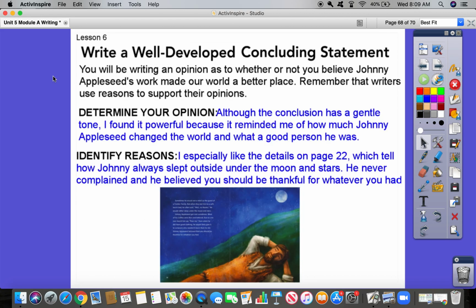So to write a well-developed concluding statement, you will be writing an opinion as to whether or not you believe Johnny Appleseed's work made our world a better place. Remember that writers use reasons to support their opinions. So first, determine your opinion. Although the conclusion has a gentle tone, I found it powerful because it reminded me of how much Johnny Appleseed changed the world and what a good person he was. Then we identify reasons. I especially like the details on page 22, which tell how Johnny always slept outside under the moon and stars. He never complained and he believed you should be thankful for whatever you had.